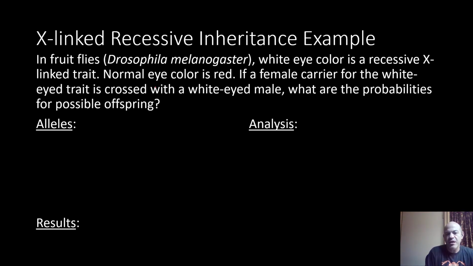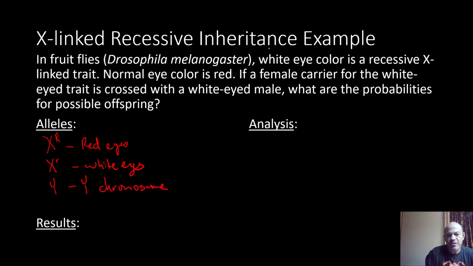So here, the normal color is going to be red. The question says, if a female carrier for a white-eyed trait is crossed with a white-eyed male, what are the probabilities for the offspring? So let's define it. It's on the X chromosome, and the dominant is red, so we're going to put a superscript of big R, which would be red eyes, and then little r for the recessive white eyes, and then Y for the Y chromosome.